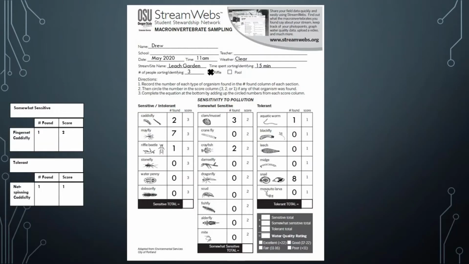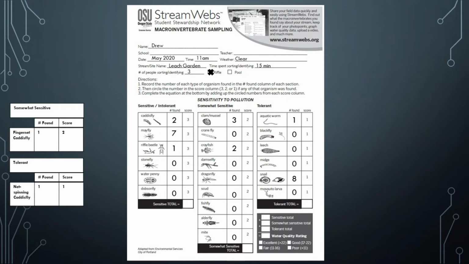So this is what your data sheet is going to look like. I have filled in the number found for each sensitivity section. Notice that we found 2 macroinvertebrates that are not included on the data sheet, the somewhat tolerant fingernet caddisfly larva, which we did not cover in this video, and the tolerant net-spinning caddisfly larva.